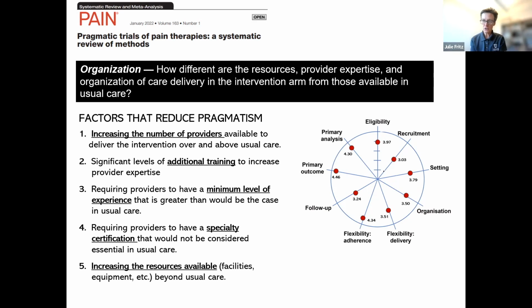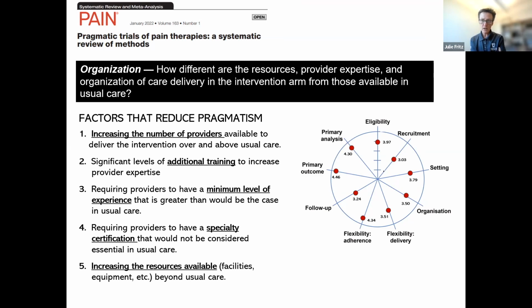With respect to the organization, this is an area where rehabilitation pragmatic trials often have to strike a balance in just how pragmatic they need to be. The things that tend to reduce pragmatism is increasing your staffing, because if we are doing a pragmatic trial and there are long waits to get into care, it may be difficult to get to the effectiveness of the intervention itself if people can't access care. This is becoming an increasing concern in my health system and some of the pragmatic trials we're running, and I suspect yours as well. How much additional training, minimum levels of expertise, specialty certification.